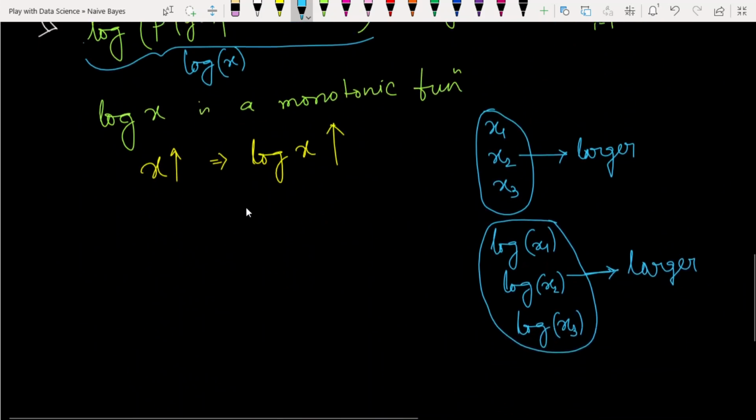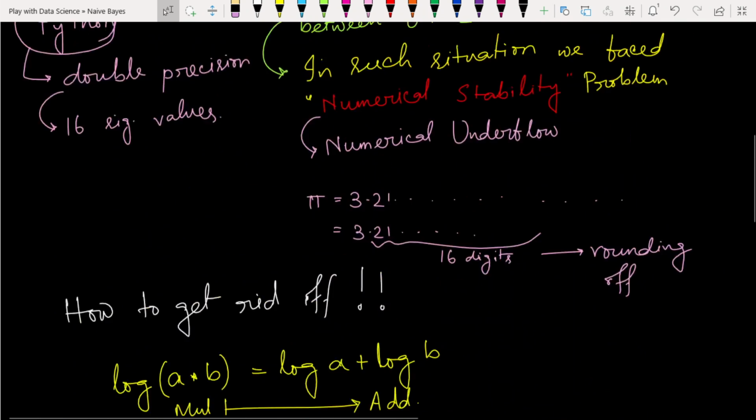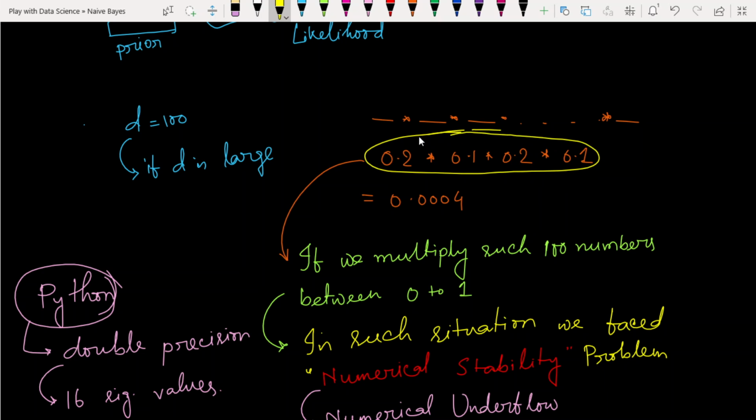Okay, so what we see is that we are comparing simple log values. Just see this value here. When we took the multiplication, we got this value. When we are taking the multiplication simply, we are taking this value.